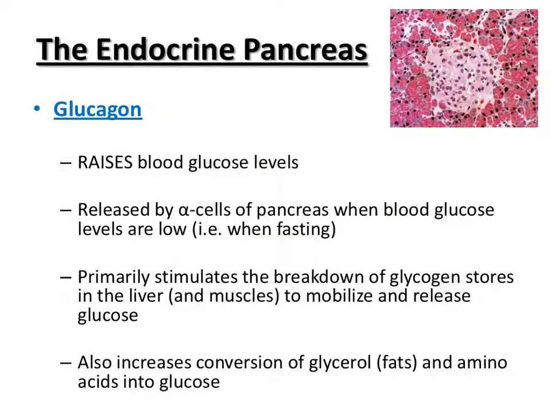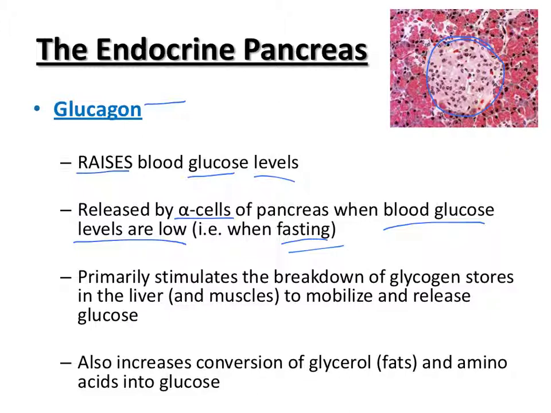The opposite hormone is called glucagon. And notice how similar this is to glycogen and glucose and stuff. So glucagon is the antagonistic hormone that also comes from the islets of Langerhans that will raise your blood glucose. Now this is released by alpha cells. So insulin comes from beta cells, glucagon comes from alpha cells in the pancreas. And this will happen when blood glucose levels are low. So when you haven't eaten for a while.